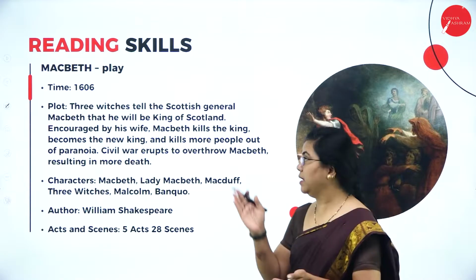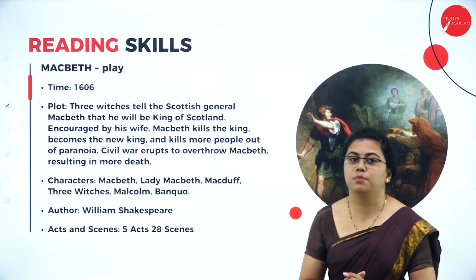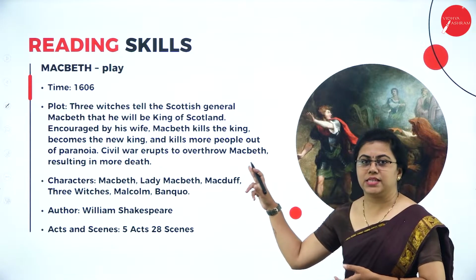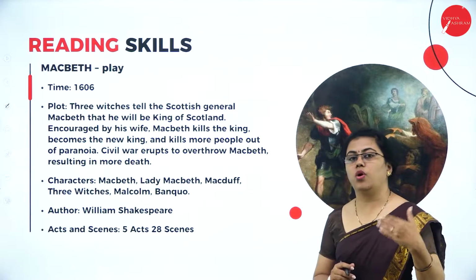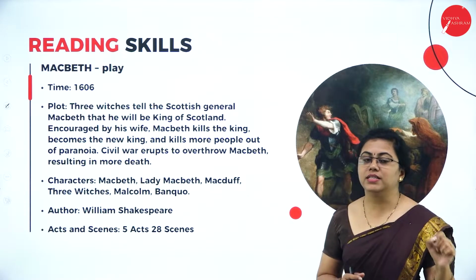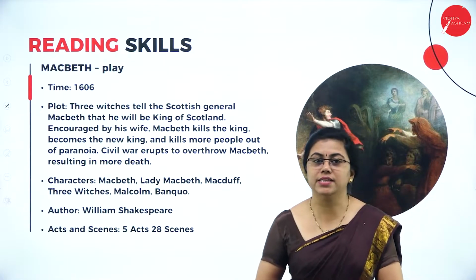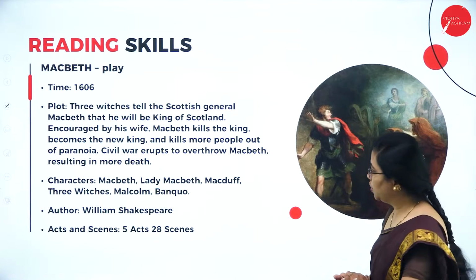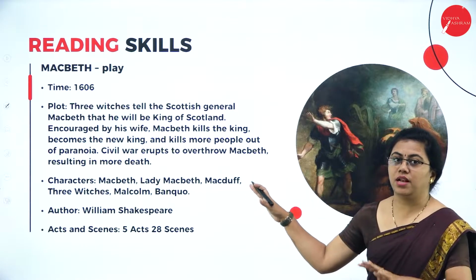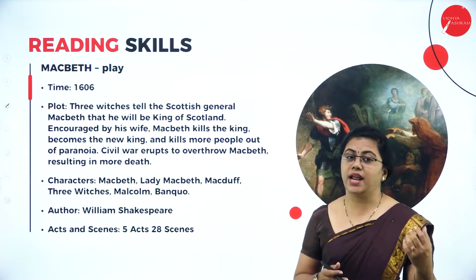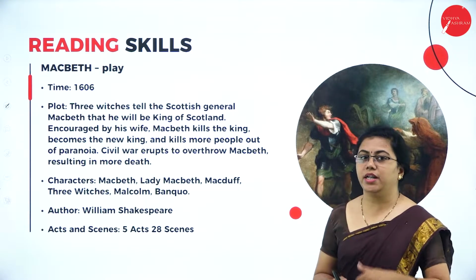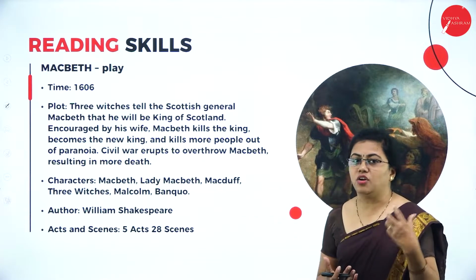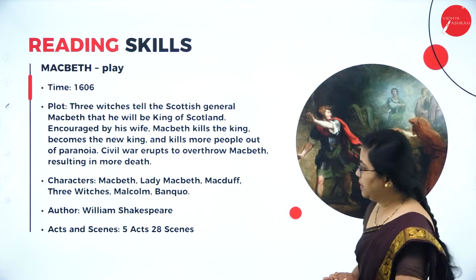This plan, that is becoming the king, that idea was encouraged by Macbeth's wife, that is Lady Macbeth. And in order to reach that goal, what does Lady Macbeth do? She tells her husband to murder the king, that is King Duncan. She tells that so that he becomes the new king. Because of this, like in that hangover, he kills one person and that actually leads to murder of many other people. So it's a kind of paranoia, that is the fear of being caught. So he murders other people also.